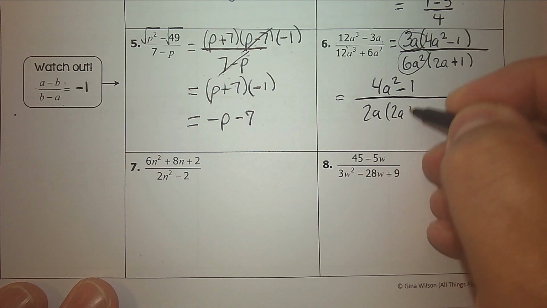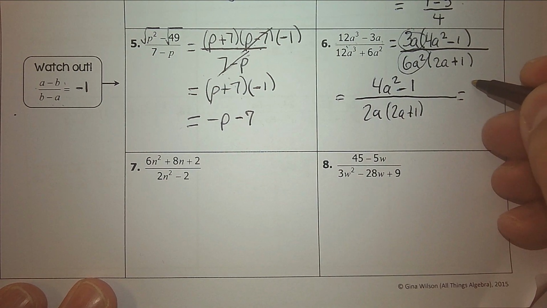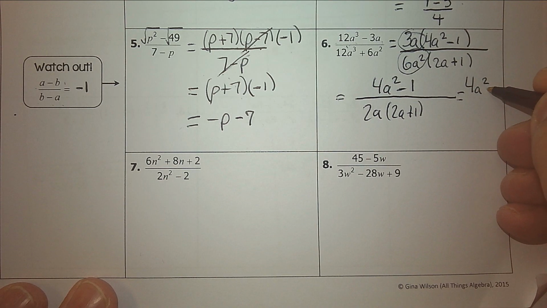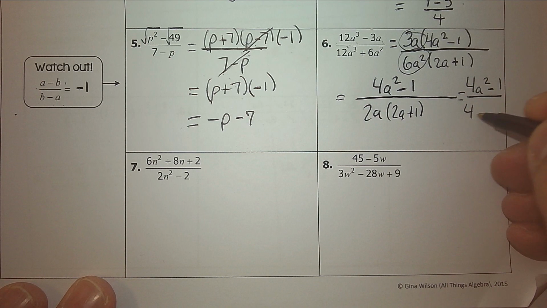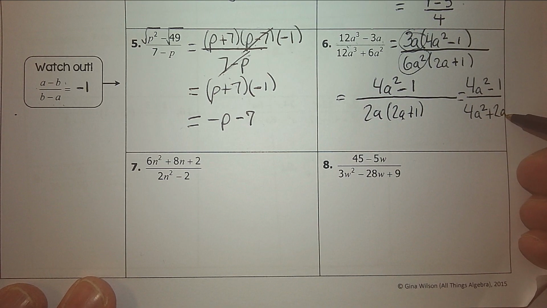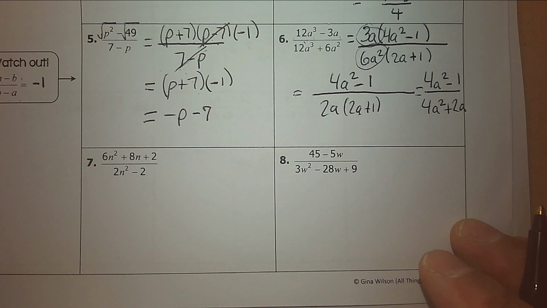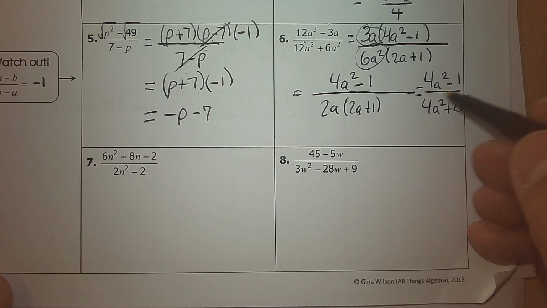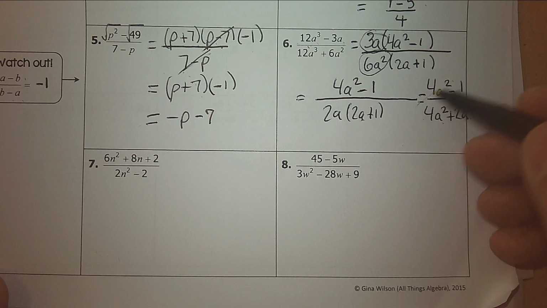Now, I'm going to do a step just to show you something. You ready? You wouldn't normally do this, but I want to teach you something that happens. 2a times 2a is 4a squared, and 2a times 1 is 2a. Now, I wouldn't normally do this, but it's a great example of when someone could make a mistake. Do you know what algebra mistake someone could make here? They would see 4a squared, and they would see 4a squared, and what would they be tempted to do?